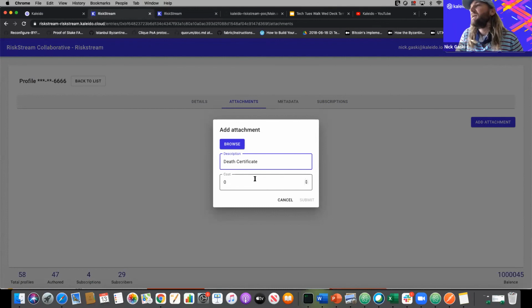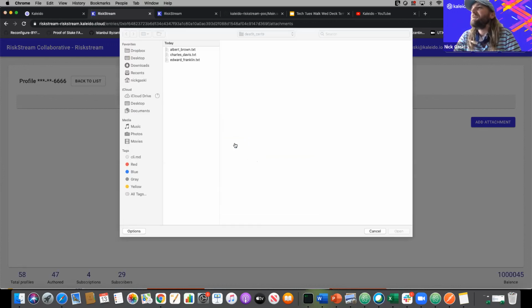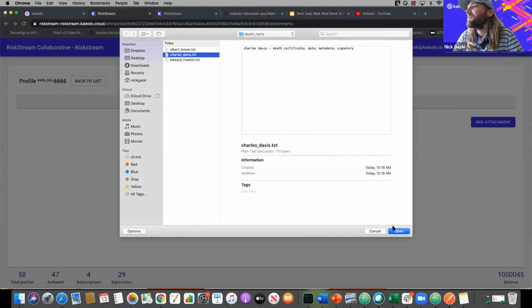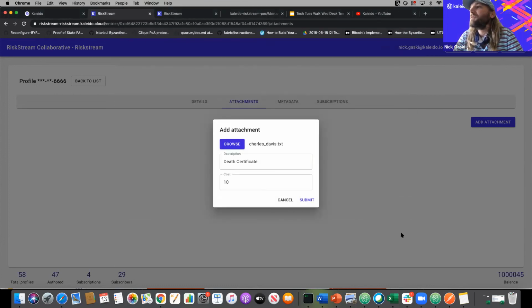And here we see inside of the token economics feature is that me, as the uploader of this death certificate, I can add an arbitrary amount. I can add maybe 1 or maybe 5, maybe 10. So let's make this cost 10, and we'll go ahead and grab that dummy little text file that I have here. Charles Davis, I believe, was the guy that we just did, and we can go and upload this.